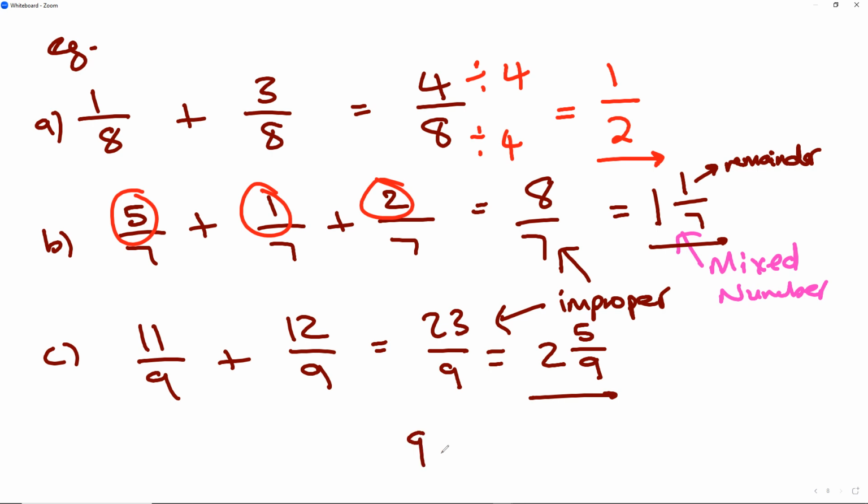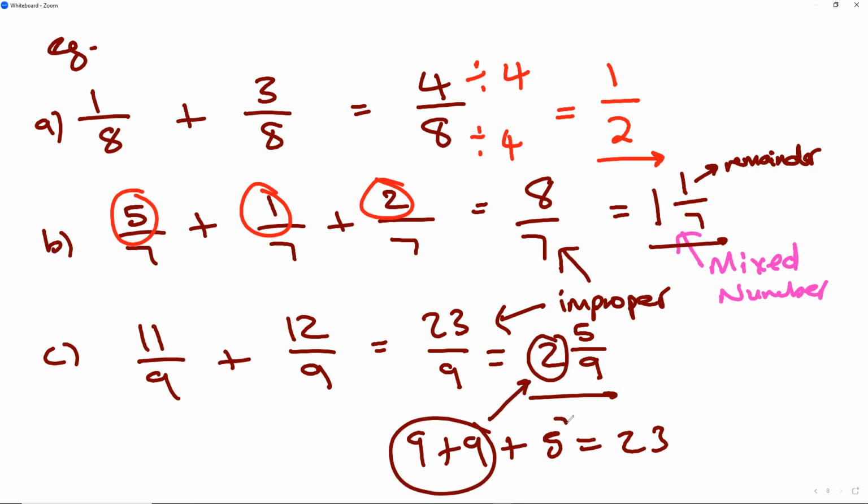How do we do that? We know 9 plus 9 is 18. 18 plus 5 equals 23. So that's going to be 2 wholes. That's where that comes in. And that's the remainder that goes there. And the 9 stays where it was, just like the 7 stays where it was.